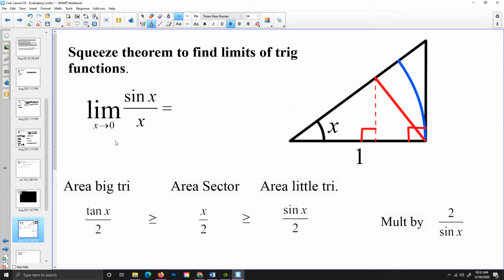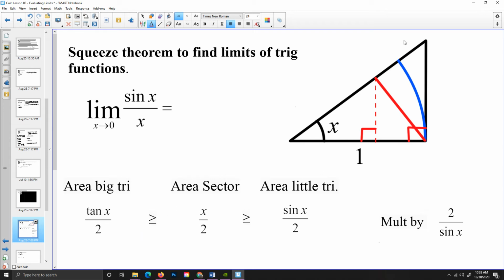Here what we're going to do is use the squeeze theorem to evaluate one of the special trigonometric limits. And the way that we do that is we are going to squeeze the area of a sector in between the area of two triangles. So let's look at this diagram that I have right here. I have this big triangle right here, this big black triangle. It has a base of 1, and the angle here we're going to call x.